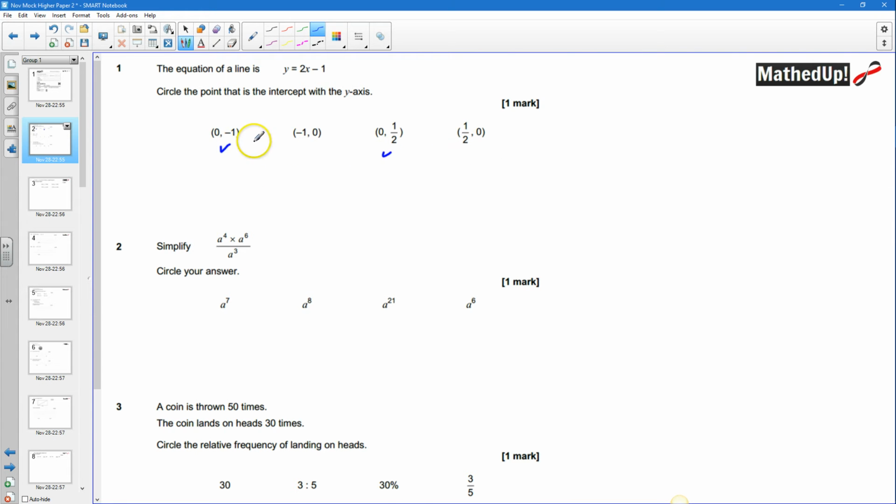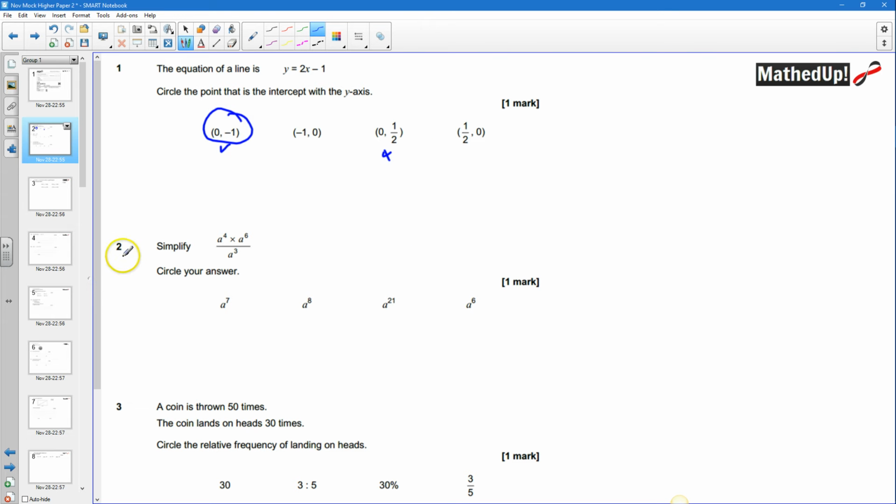Okay, and we need to check which of these is going to be the y-intercept for this equation. So this is saying the y-coordinate is equal to 2 times the x-coordinate take away 1. If my x-coordinate is 0, y is going to be 2 times 0 take away 1, which is just going to be negative 1. So it's not going to be this one here, and it must be this one here.